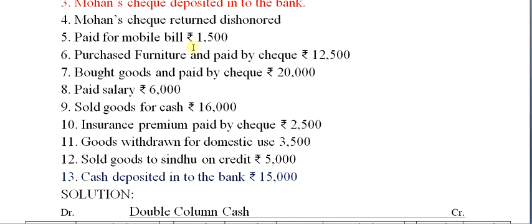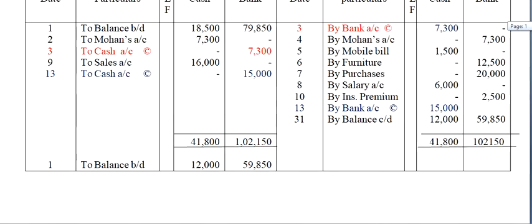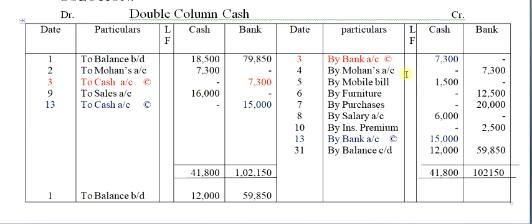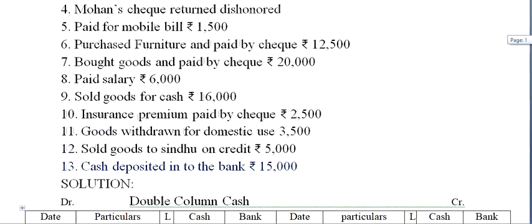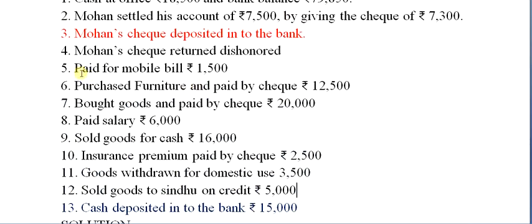Next point, Mohan's check returned dishonored. Dishonored means the check has been cancelled. We can't receive any payment because there is no balance in Mohan's account, so it has been dishonored, and it reduces our bank balance. Whatever 7,300 was increased will now be decreased. Fourth point, by Mohan's account, 7,300, my dear students.